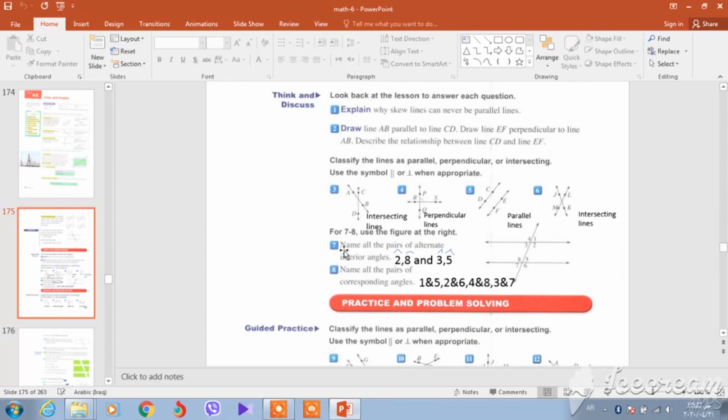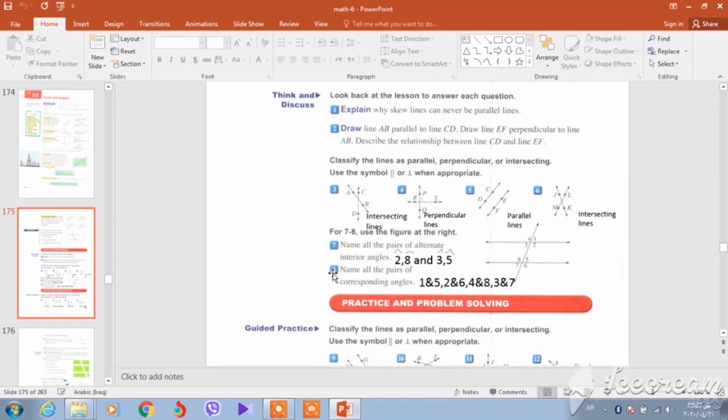Number 7 says use this figure. Name all the pairs of alternate interior angles. Alternate interior angles means 2 and 8 are alternate interior angles, and 3 and 5 are alternate interior angles. Students, you need to write this.